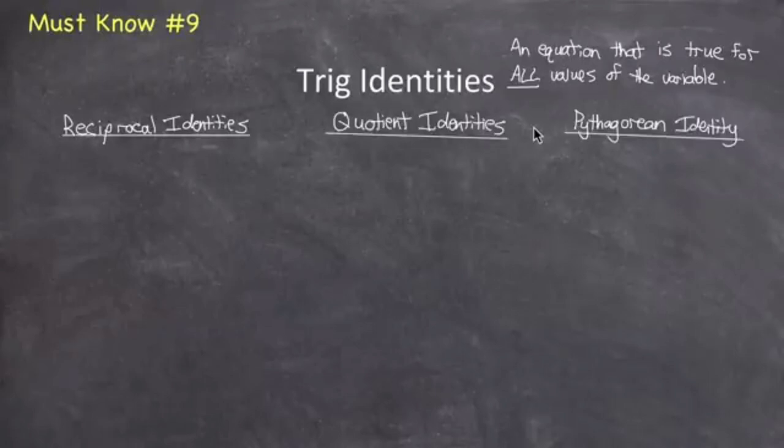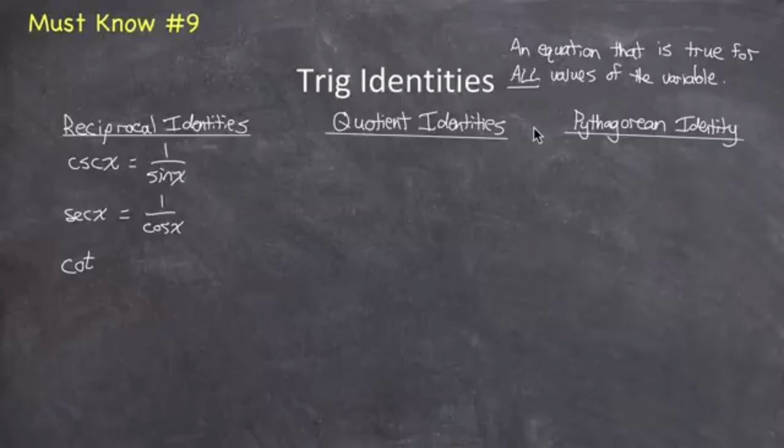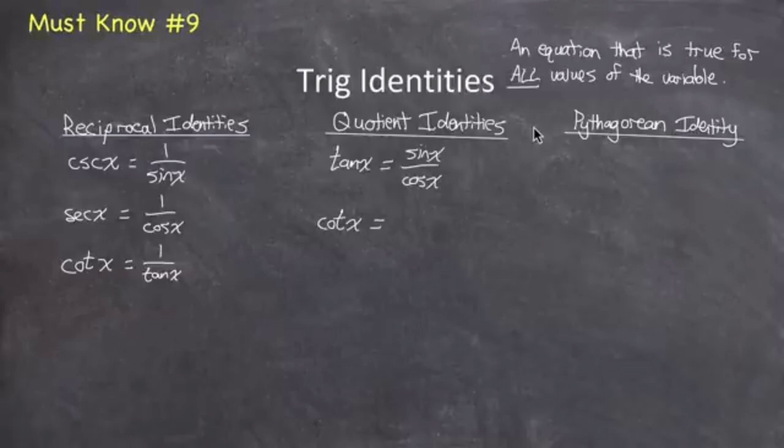The reciprocal identities are that cosecant of any angle is equal to the reciprocal of, so 1 over, sine of that same angle. Secant is the reciprocal of cosine, and cotangent is the reciprocal of tangent. The quotient identities tell us that tan x is equal to the quotient of sine x and cos x. And since cotangent is the reciprocal of tangent, that must mean that cotangent is the reciprocal of sine over cos, which is cos over sine.